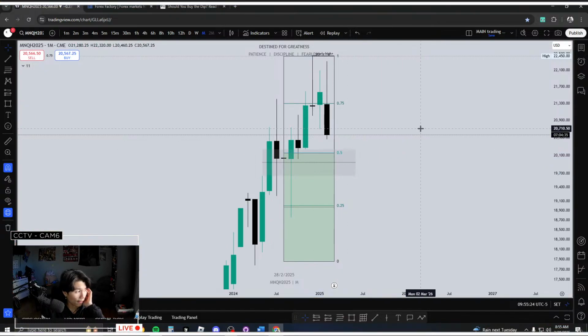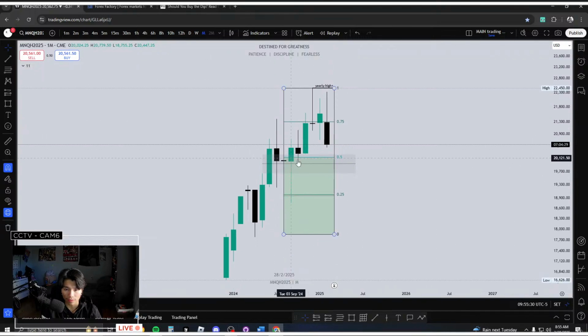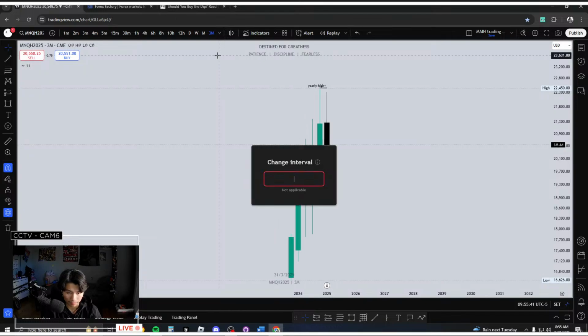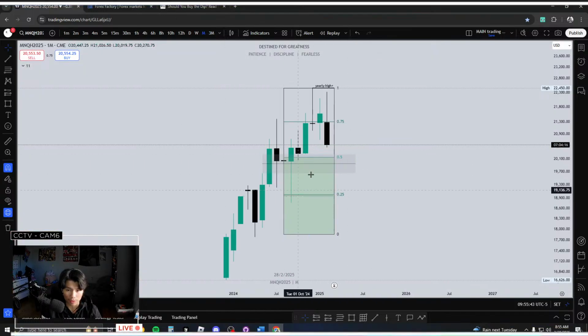Yeah, I could see us retrace back inside the fair value gap, this 5-month fair value gap, and retrace back inside the dealing range of the monthly dealing range. So it makes sense for us to retrace back into here. It's just, will we get an opportunity?